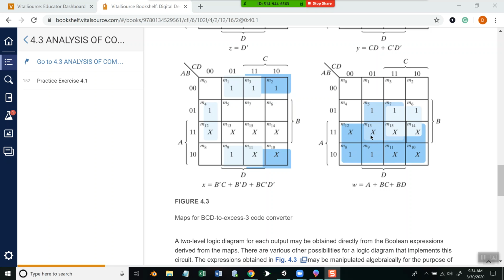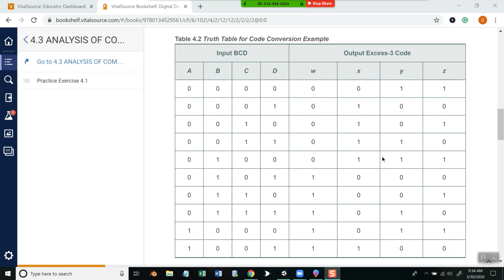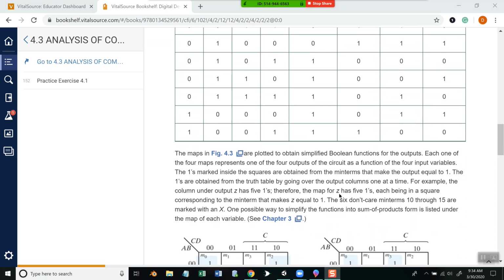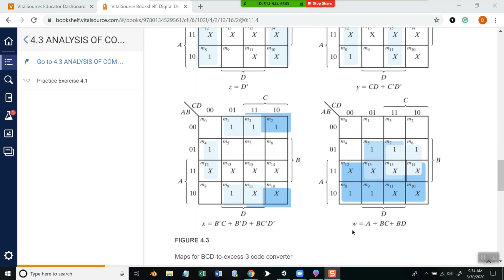That's what they're pointing out down here. For your W, that has your 5 ones there. Down here, your W has the 5 ones here. And that corresponds to this setup here.